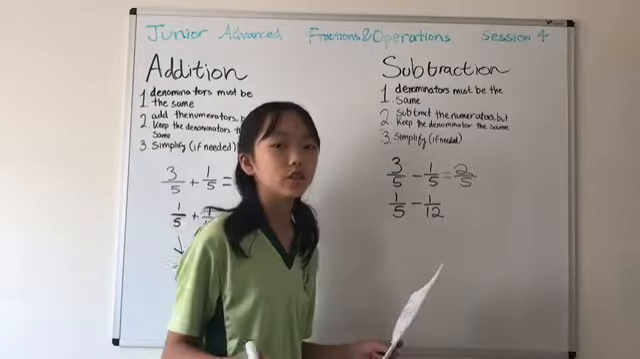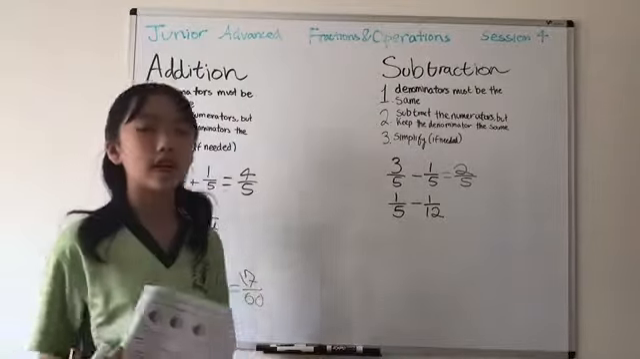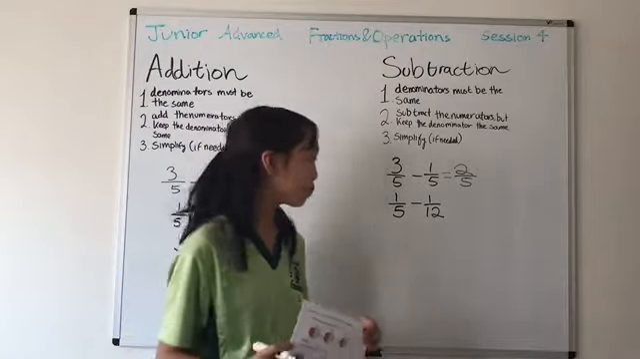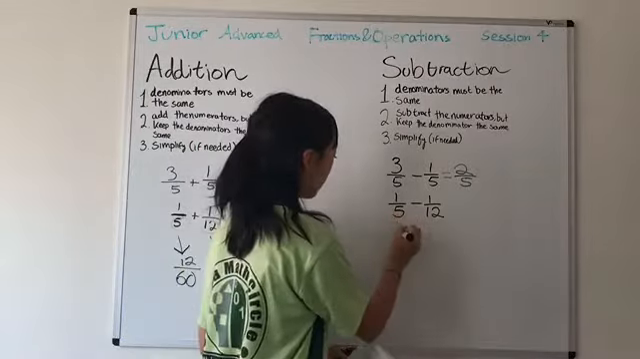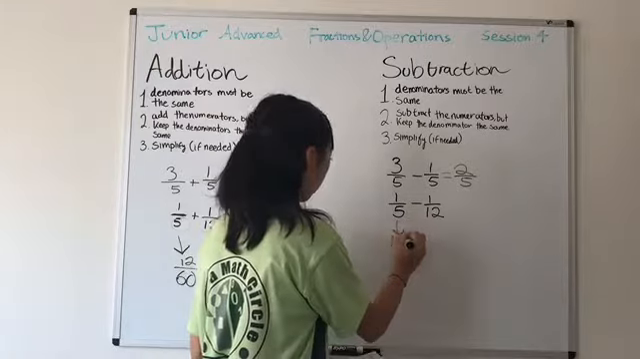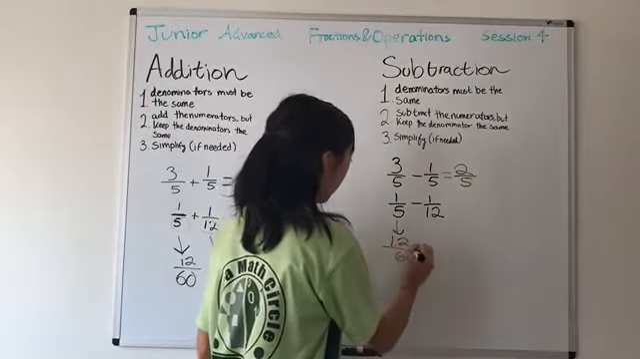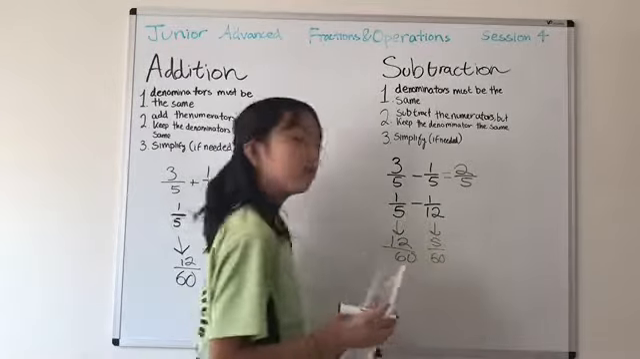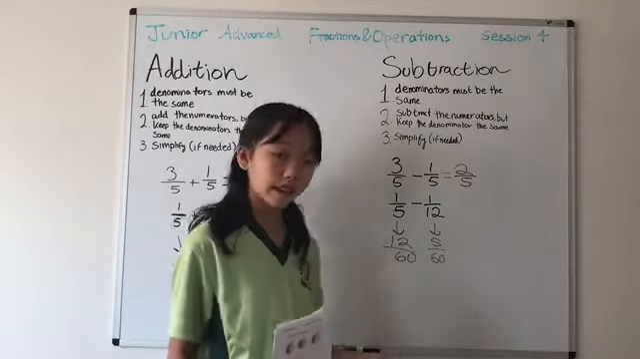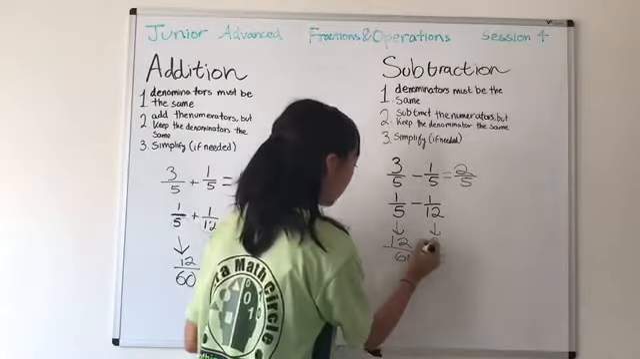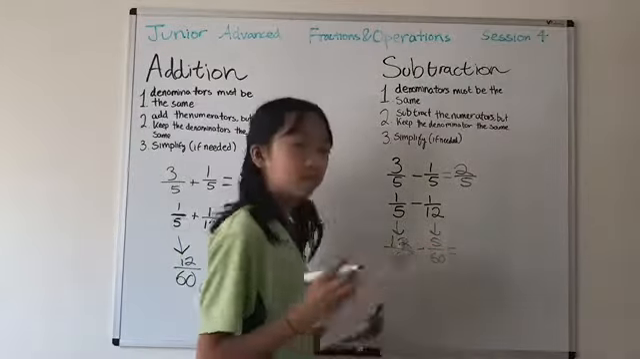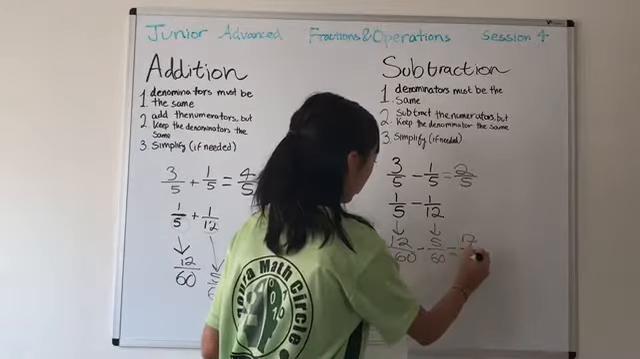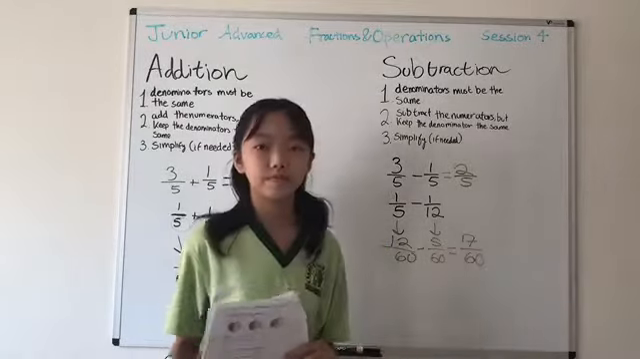So what you want to do, as shown in this problem, you want to change them to 60 because that's the least common multiple between them. So this would become 12 over 60, and this would become 5 over 60. And you would do essentially the same thing in the last problem, except you would subtract. So you would get 7 over 60 as your answer.